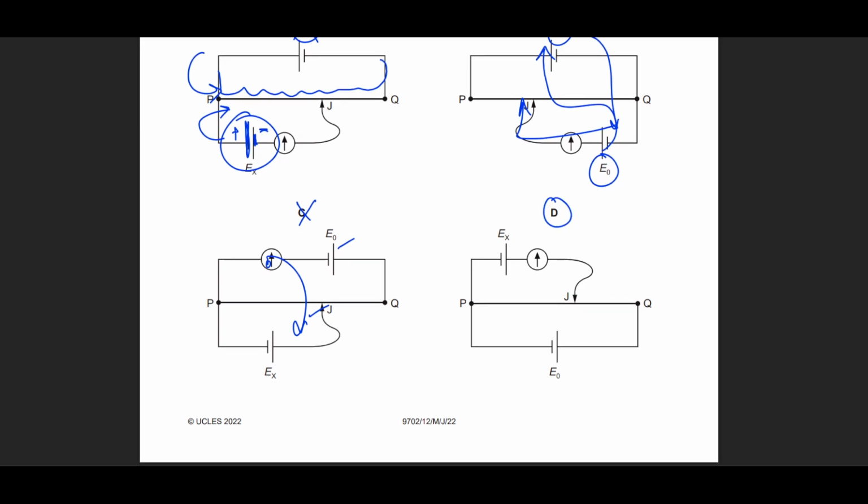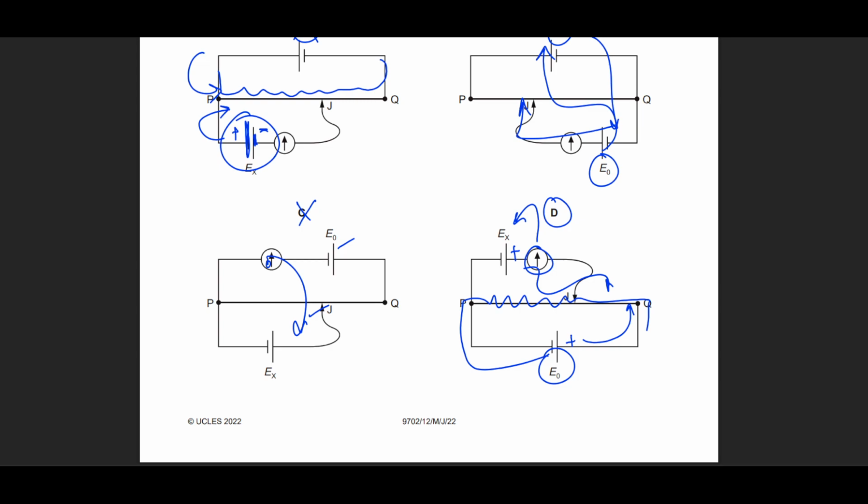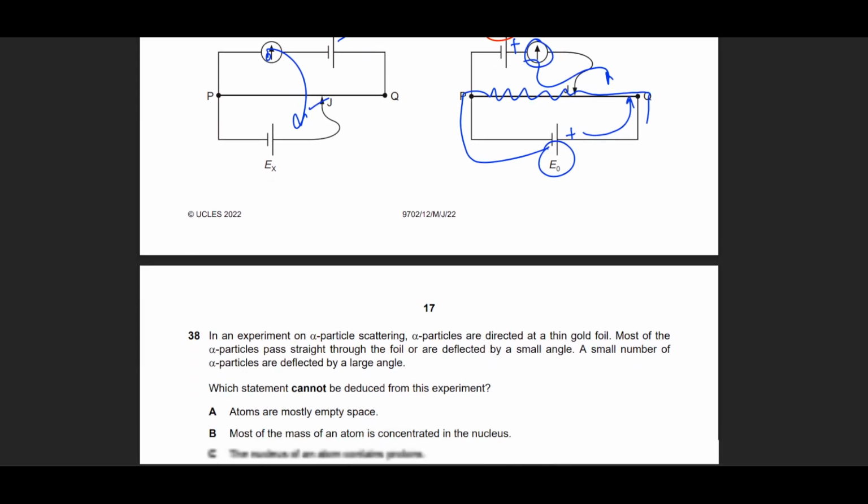D is the right answer. If you notice that this is the plus sign, this is the plus sign, both will have a positive voltage at this location. And of course, the ammeter is connected with the unknown cell and E0 has its voltage dispersed along the wire because it has a higher voltage. It is the cell which is being compared for the voltage of EX.